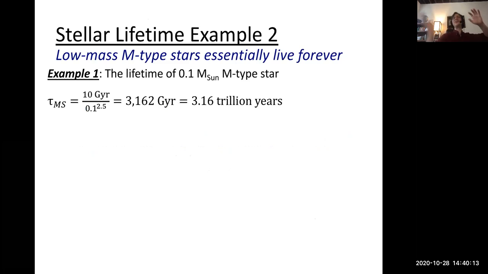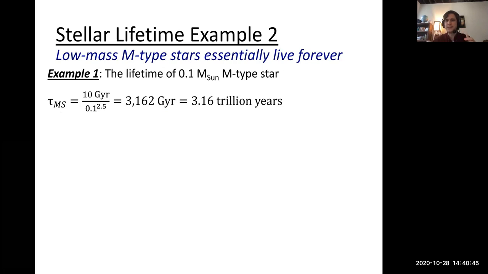All right, let's go to the other end of the spectrum, the lowest mass stars out there. Let's go to an M-type star that has 1/10 the mass of the sun, a 0.1 solar mass M-type star. Figure out the main sequence lifetime. The main sequence lifetime is 10 billion years divided by the mass in solar masses, 0.1, raised to the 2.5 power. I get 3,162 billion years. That's 3.16 trillion years.